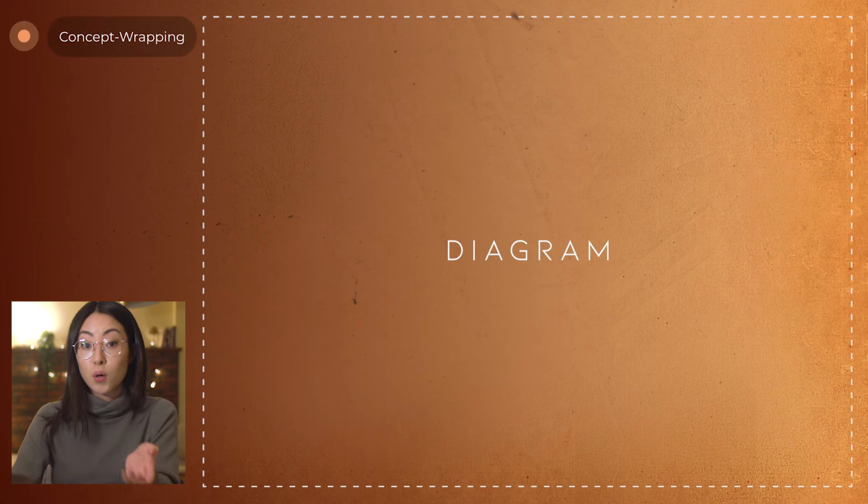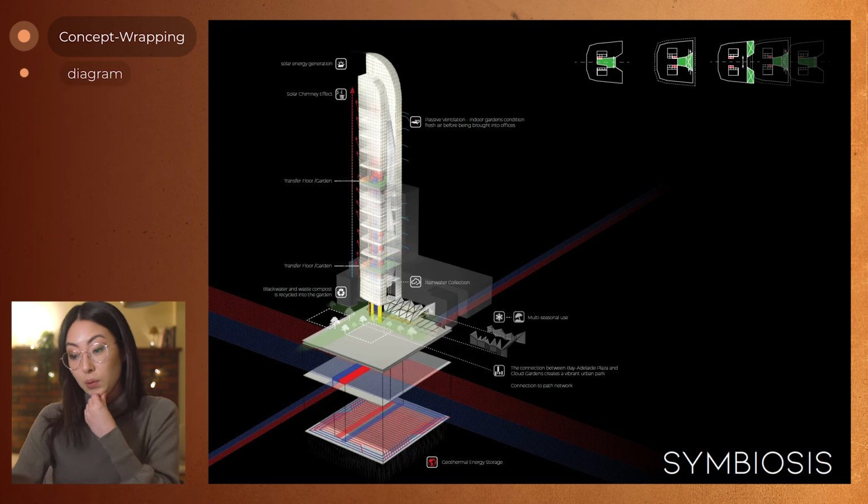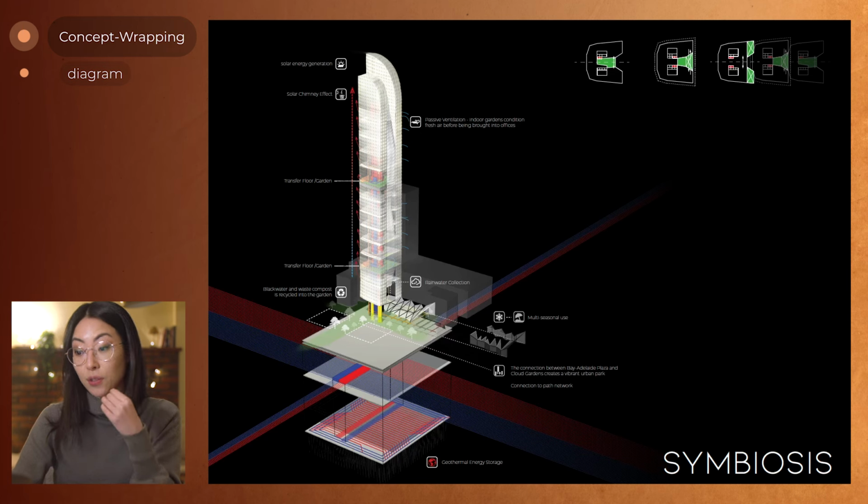So I'll give you an example with one of my projects. This project is called Symbiosis, and I won the TD Bank Award from the Toronto Society of Architects. And what's interesting about this project is that I never really showed a rendering of what the building looks like from the outside. And it's a project that won, like, pretty much because of its concept.